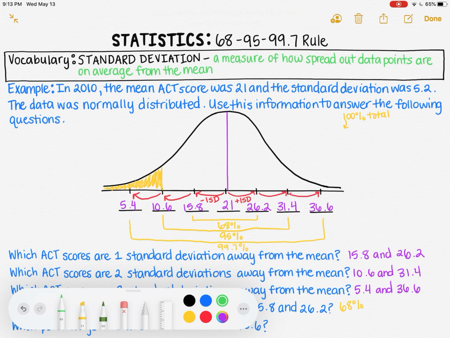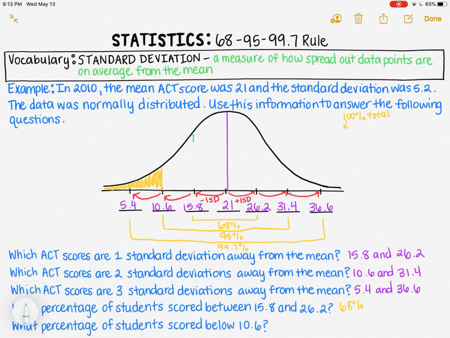If I'm trying to figure out the percentage in this area, it would be helpful to know the percentages in each chunk of the curve. So I'm going to start in the middle again. I know that 68% of the scores are within 1 standard deviation. So I can figure out how much percentage is in each of these 2 chunks by dividing 68 by 2. If that whole section is 68% and I want to know what amount each half is, I just divide 68% by 2. So that means that each of these sections is 34% of the students.